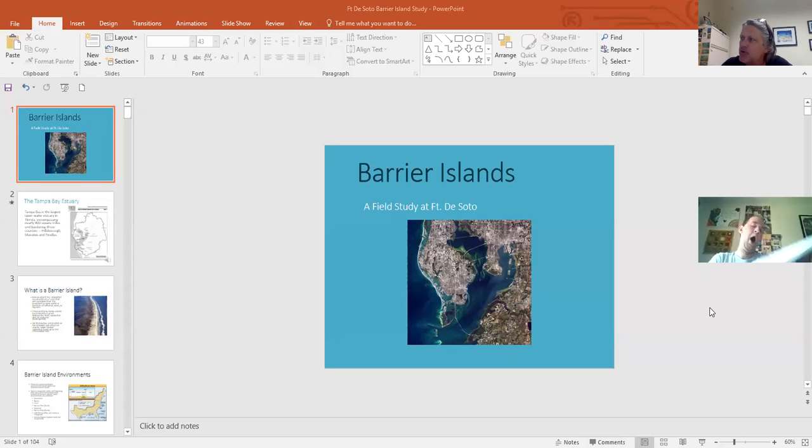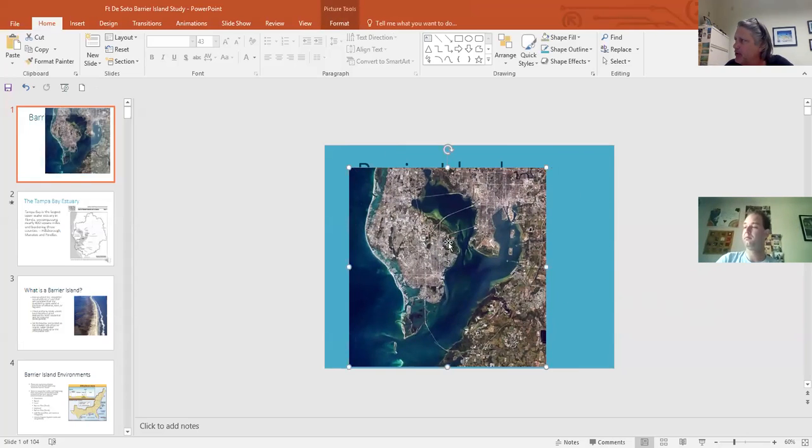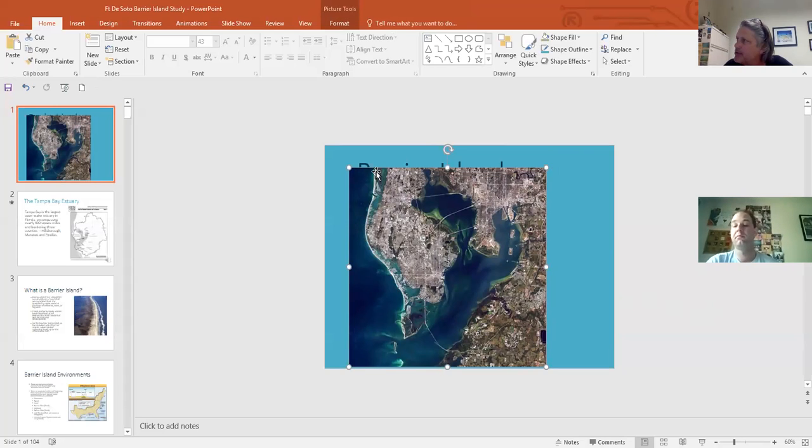We take a lot of field trips and study these things extensively. So we'll begin with an overhead view of Tampa Bay. That's us. You can see there's Pinellas. Here's Fort DeSoto, Egmont Key, and our barrier islands. You see that white stripe?